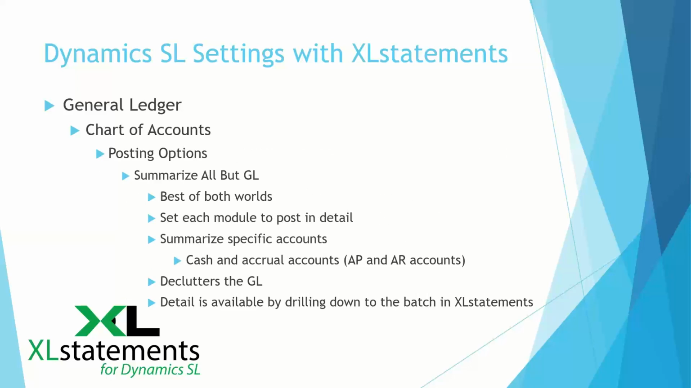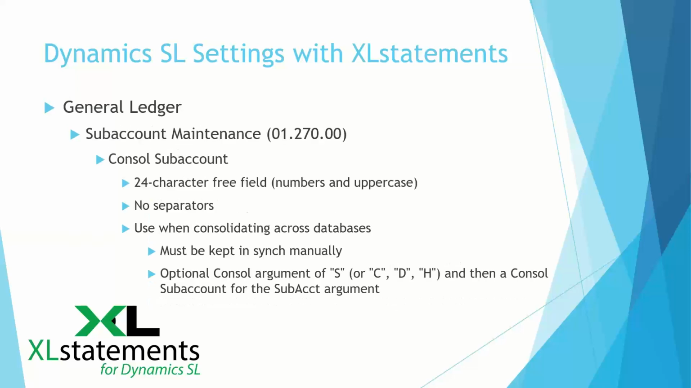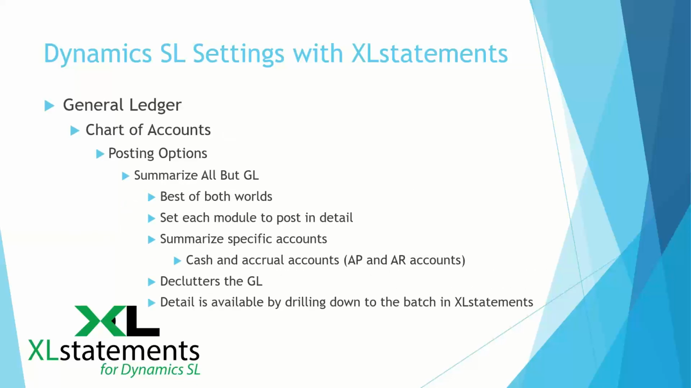So yeah, I left that out. So, posting options in the chart of accounts. Oh, maybe I did it. Yeah, I did it later because I'm trying to stick with accounts here. On the chart of accounts maintenance screen, posting options. There's an option there that I think a lot of people don't know about. You can tell it account by account to summarize all but GL transactions.